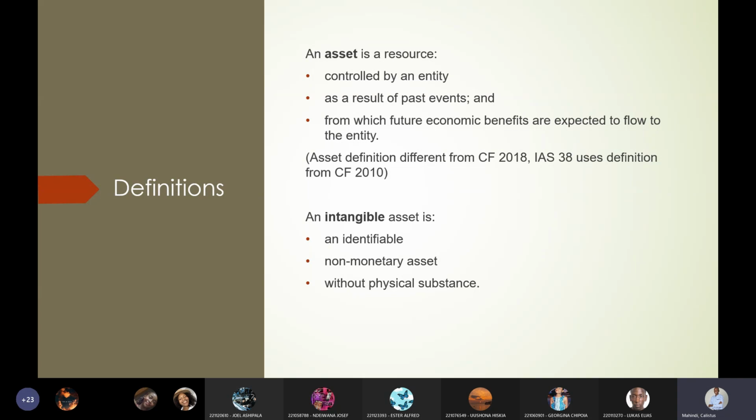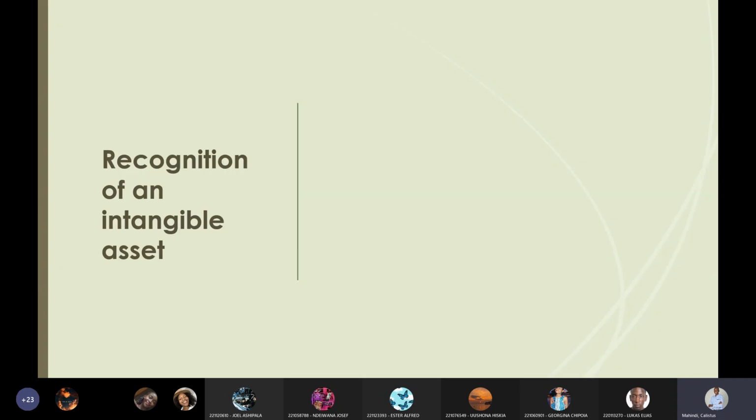And we'll look at the specific components. What does it mean when we talk about identifiable? What does it mean when we talk about non-monetary? What does it mean when we talk about without physical substance?